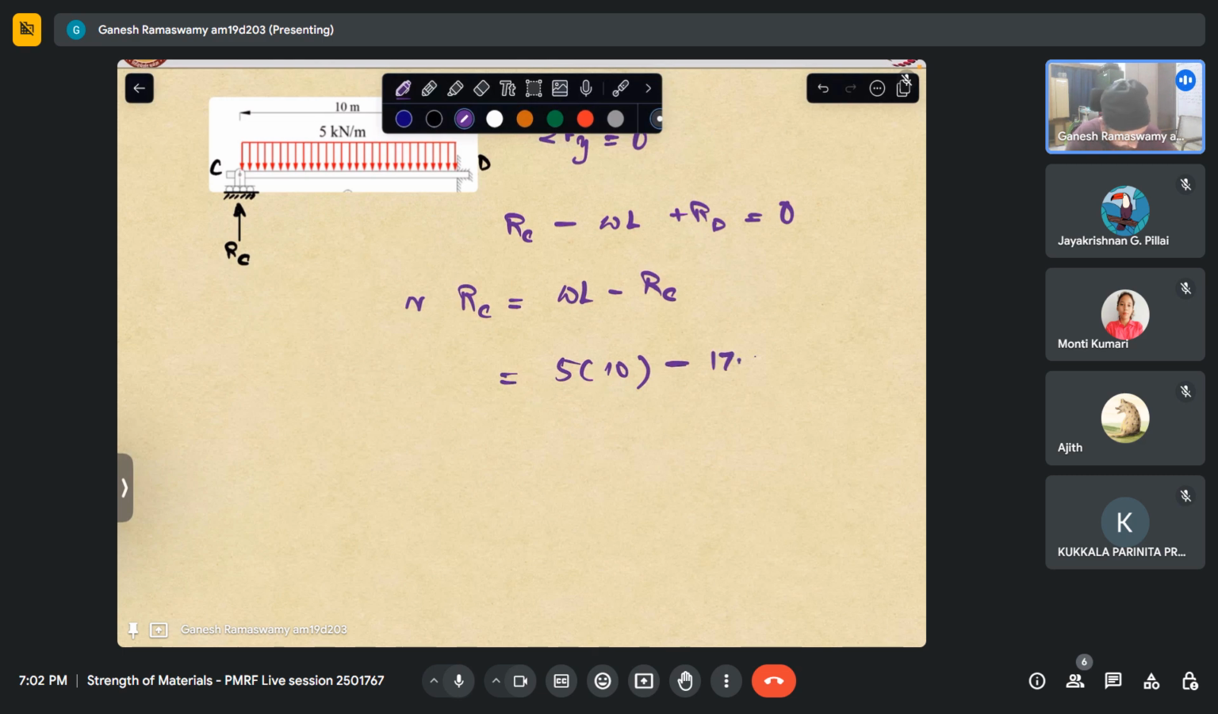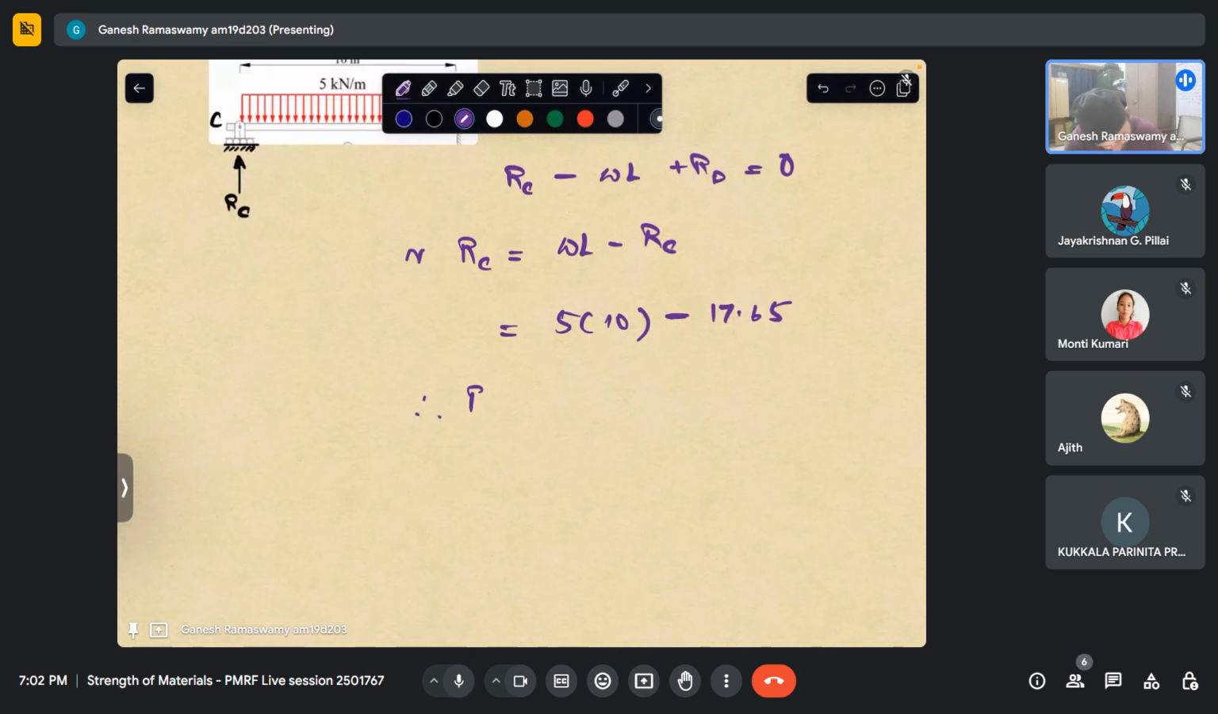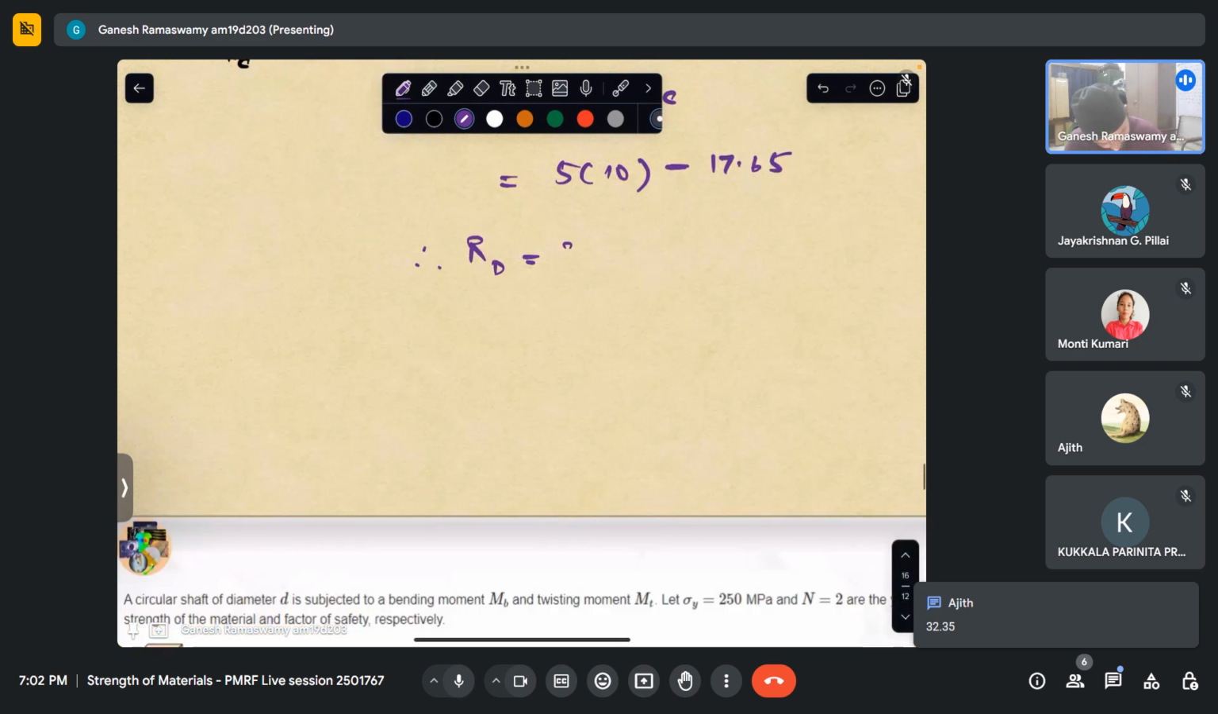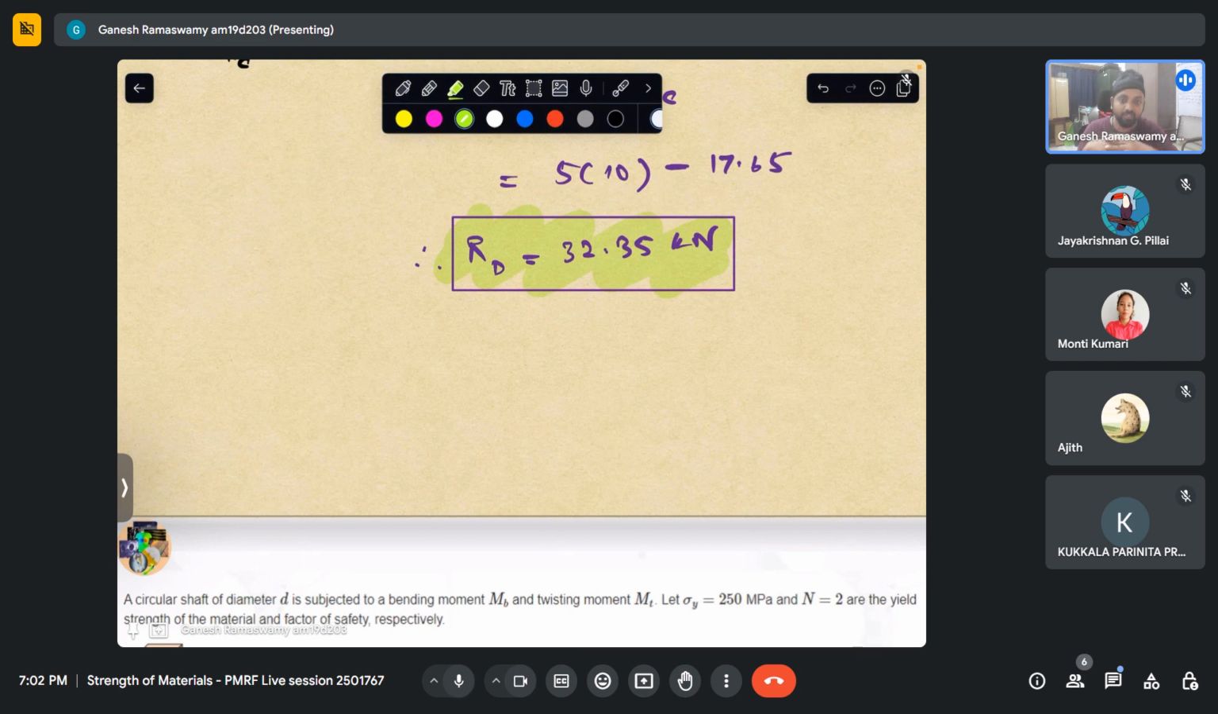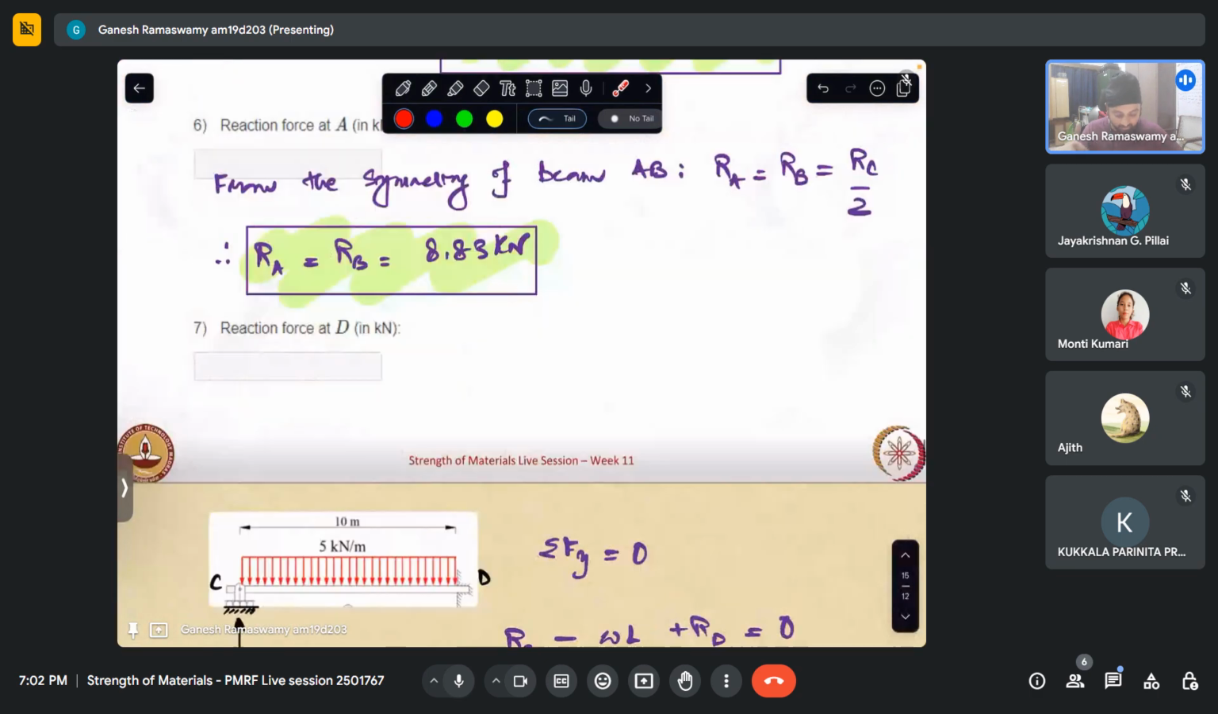So therefore the reaction at D, I'm sorry, is 32.35 kilonewton. We can see that if that was a fixed end, if the propped support was actually resting on the ground, that reaction is a little bit more, which will get compensated by this reaction. So this has to offer a greater restraint in order to keep that beam in equilibrium, is the sum and substance of this problem.